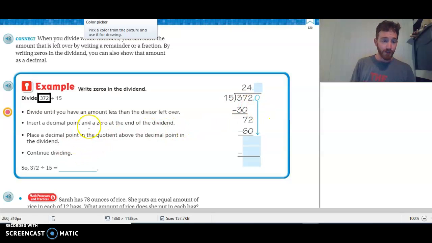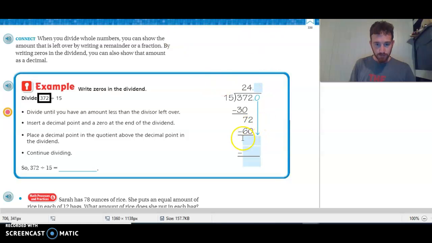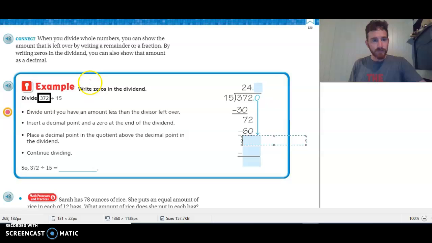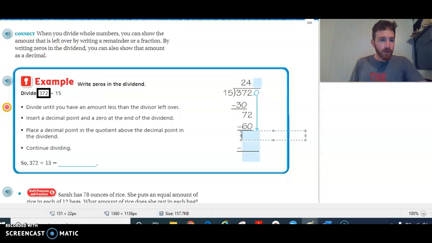When they actually go through and divide these, they start it off for us. 15 would go into 37 2 times, which would make 30. Subtract, you get 7, 72. When you bring down the 2, 15 would go into 72 4 times, and so we get 60. If we subtract that out, we get 12.